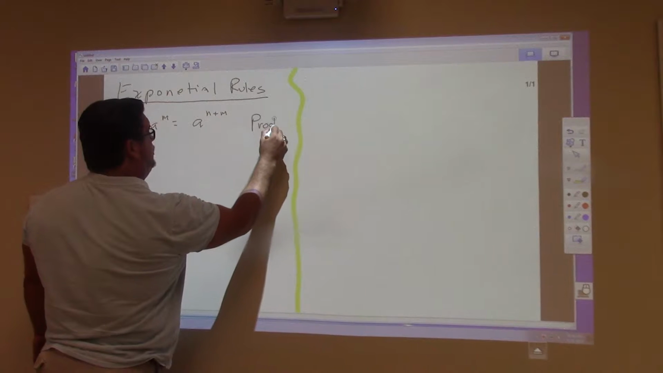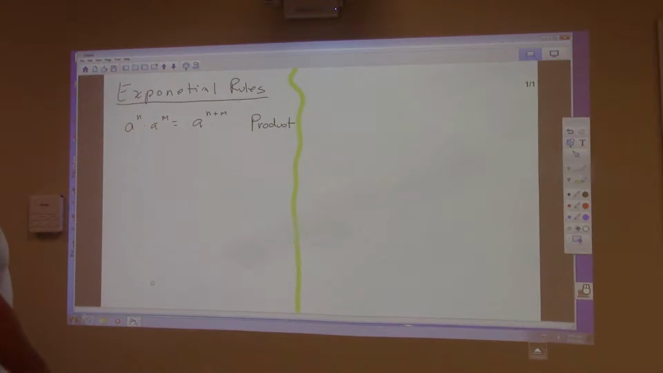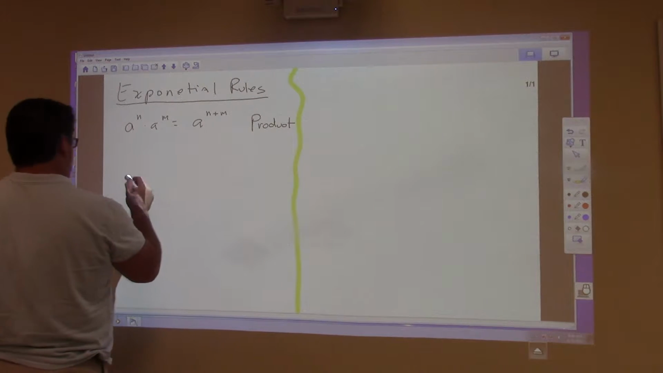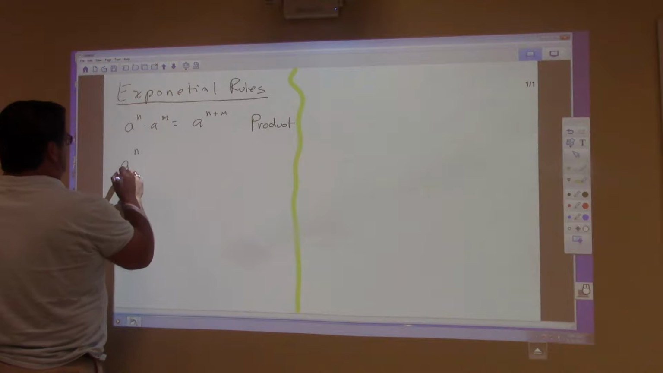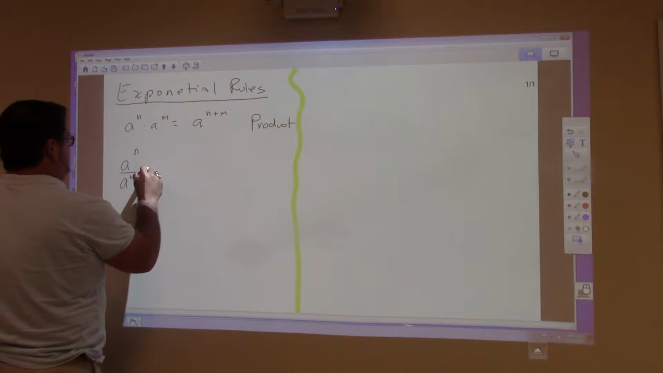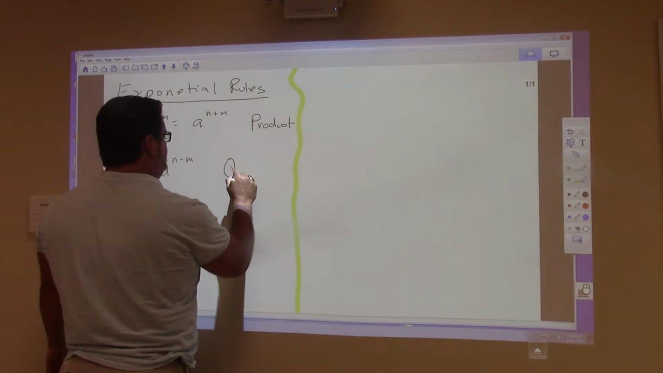I probably have already went over these. I don't know, because I got a college algebra class, so I don't know if I went over them for y'all too. I can't remember. a to the n divided by a to the m is equal to a to the n minus m, which is your quotient rule.